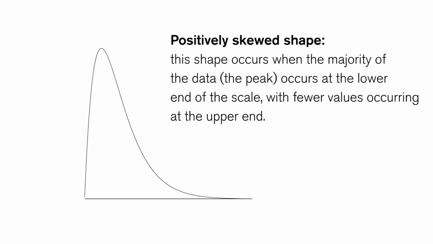Next we have a positively skewed shape or a skewed to the right shape. This shape occurs when the majority of the data, where the peak occurs, is at the lower end of the scale and fewer values occur at the upper end. An example of this shape would be the time it takes to serve a customer at a supermarket. For most customers, the service time is quite short. The longer the service time, the fewer customers there are.